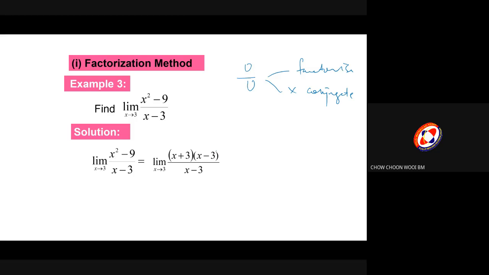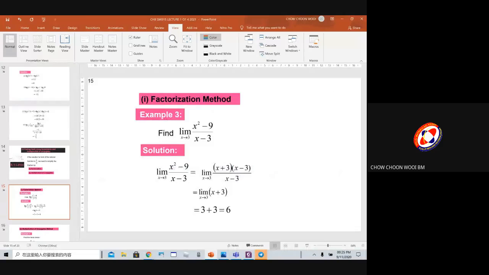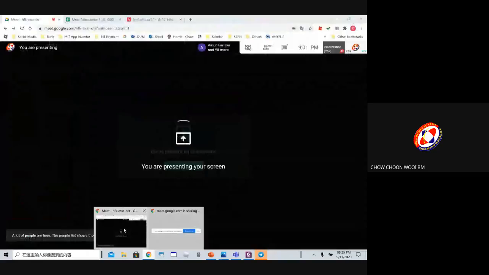So after we factorize, we need to simplify. Kita tengok, kita boleh simplify. So it is actually the limit as x tends to x plus 3. Okay, so kita ganti, kita dapat 6. Benda ni dalam exam nampak senang, tapi dalam exam itu kadang-kadang ada yang salah juga.